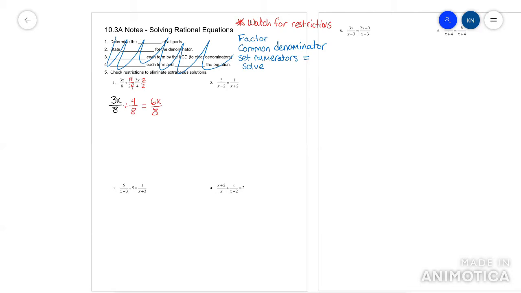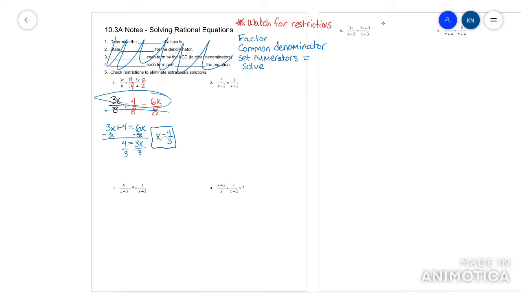And so once you have this, you just basically ignore the denominator and you set the numerators equal to each other. So like 3x plus 4 equals 6x. And then you just go solve it. So get your x's on one side and then divide. So minus 3x, 4 equals 3x, divide by 3. X equals 4/3. Nothing to it.